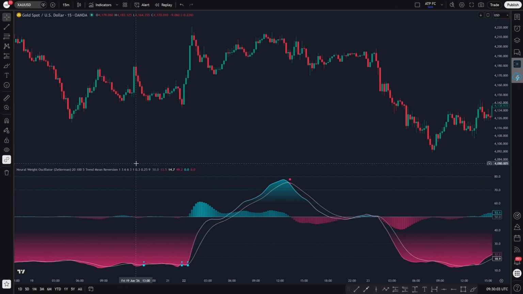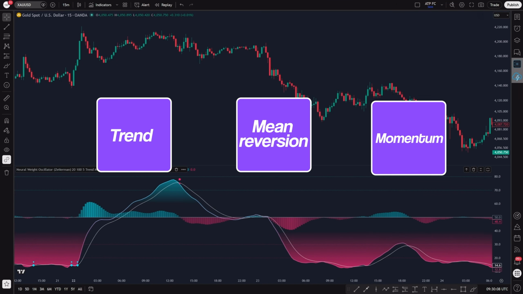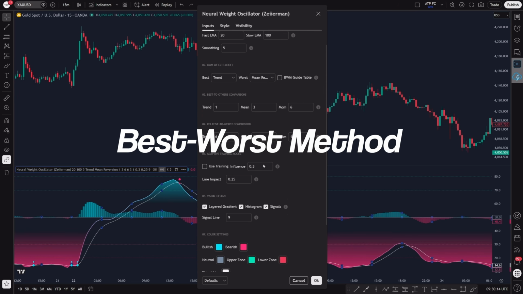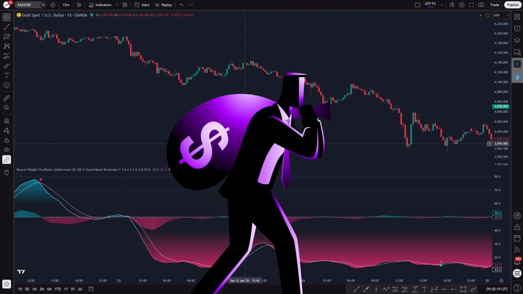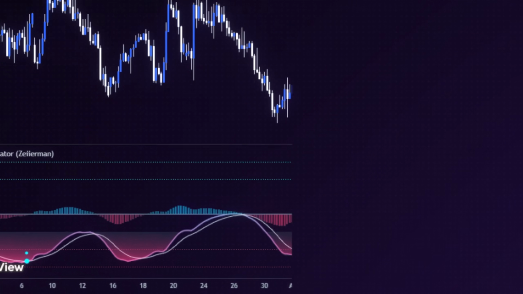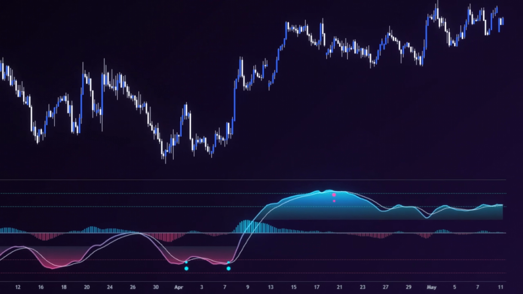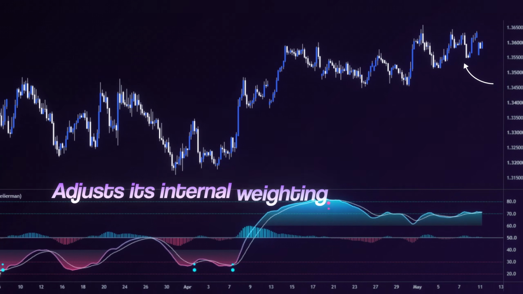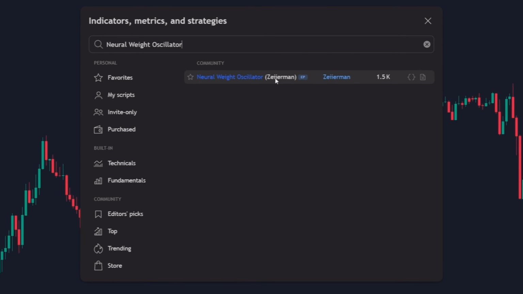This last one blends 3 market behaviors, trend, mean reversion and momentum, into a single oscillator and uses a decision-making framework called the best-worst method to decide which of the 3 should carry the most weight at any given moment. It also has an adaptive training layer that tracks which of those behaviors have recently lined up with price and adjusts its internal weighting accordingly. This one is called the Neural Weight Oscillator.